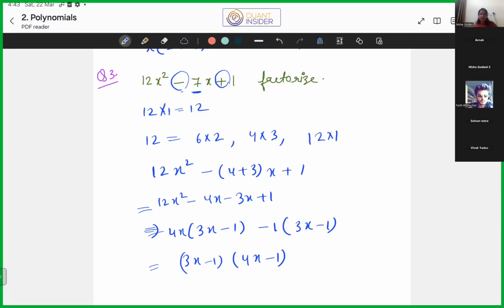So in this way, we can factorize. Good, Mohit. What about others? Are all of you comfortable with this factorization by using the splitting the middle term? Okay, great.